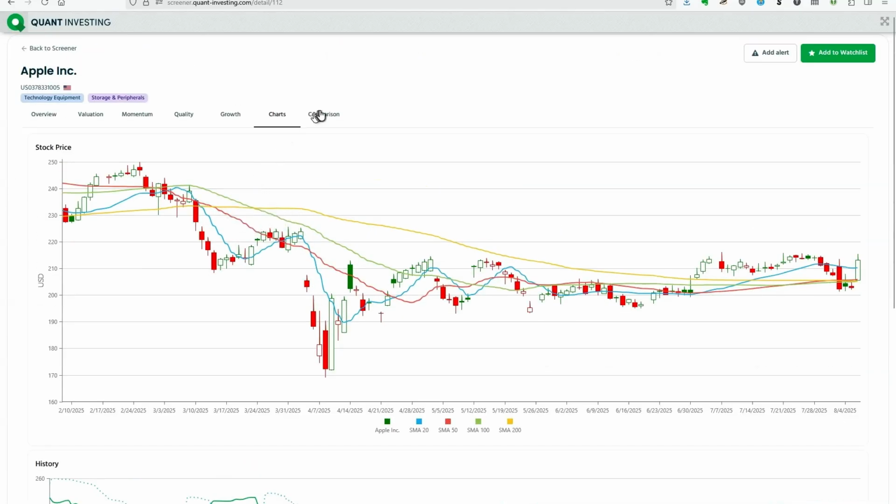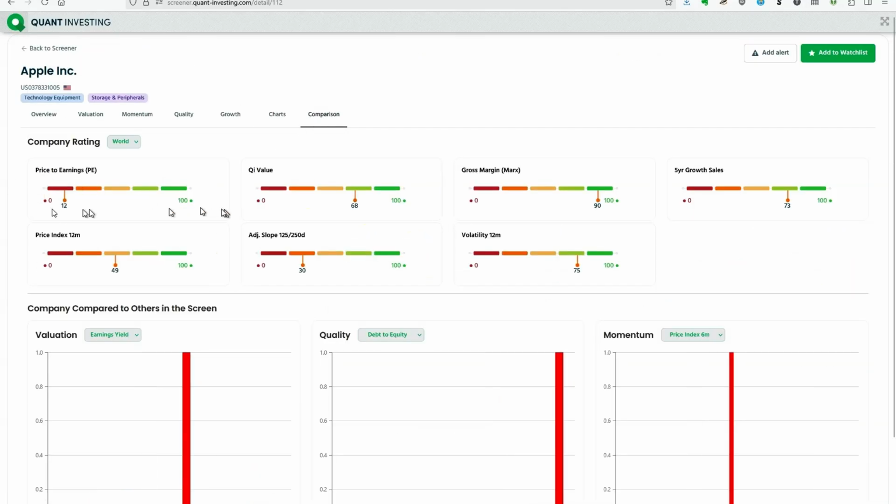And lastly, here's the comparison. Here's how Apple compared to all companies in the world. Price to earnings, it's expensive. You can do it by country as well. Then the ratios will change. That's also only for the USA. Or you can do it by industry sector. And now it's compared to all other IT companies.